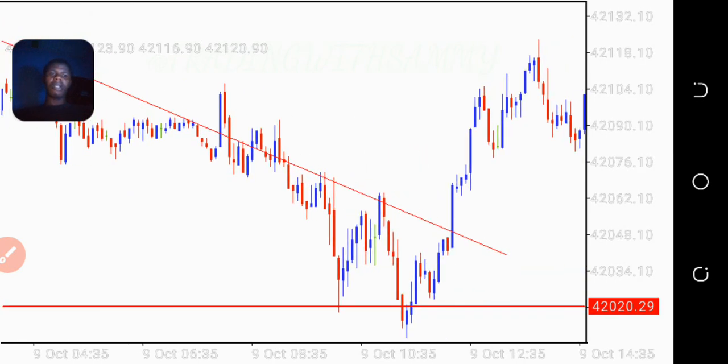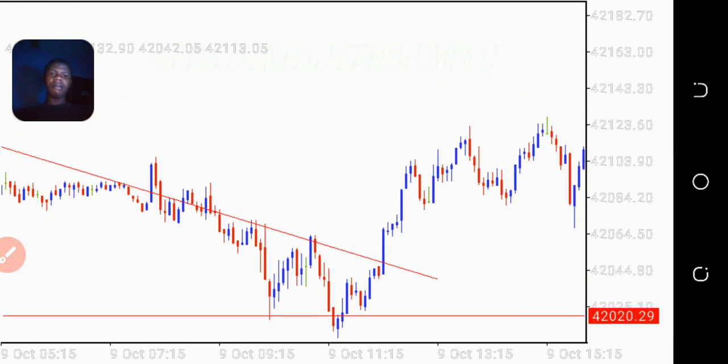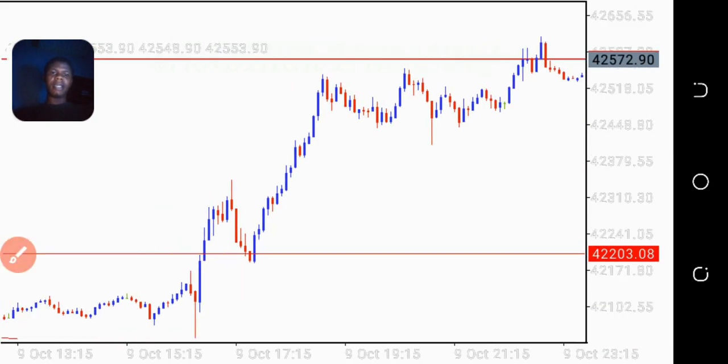Okay, now this was it. I wouldn't call this a change of character because this didn't break above. If it did, then I can say it's a change of character. But this market did something different. What it did was it created a gap. It created a gap here.